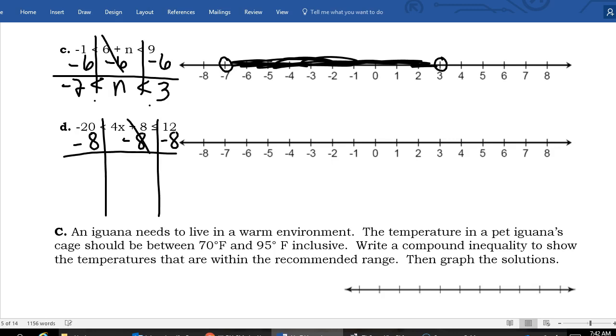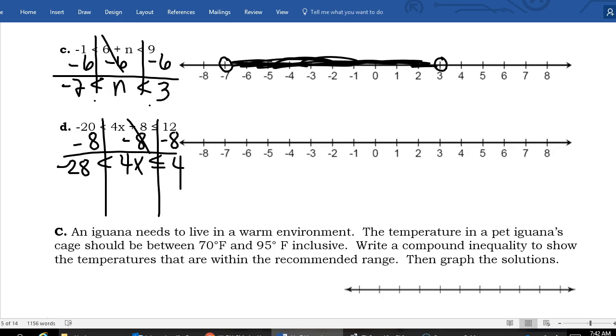So the 8 is gone. We have 4x left in the middle. Less than is still less than, or equal to is still less than or equal to. Those only change when we divide by a negative symbol. On the left, negative 20 minus 8 is negative 28. On the right, 12 minus 8 is 4.